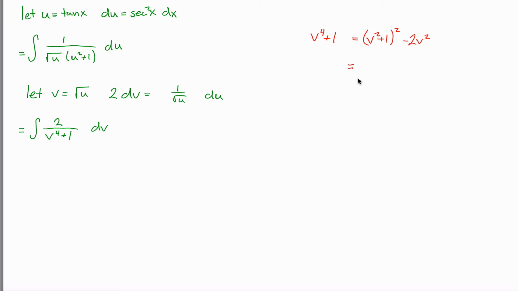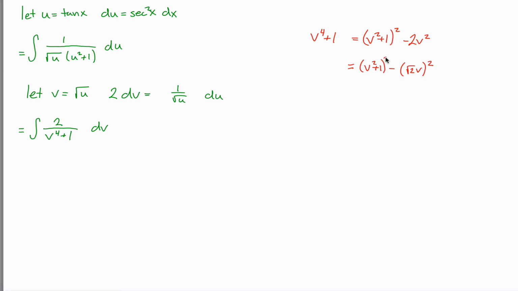Because if you're looking ahead, if we can write it as something times something, we can use partial fraction decomposition. Well, good news, this is a square. It's v squared plus 1 squared. And guess what? This is a square also, right? Less apparent perhaps, but still a perfect square. I could write it as the square root of 2 times v quantity squared.